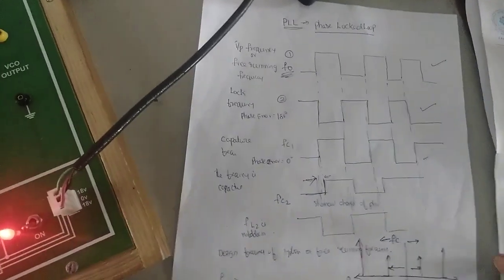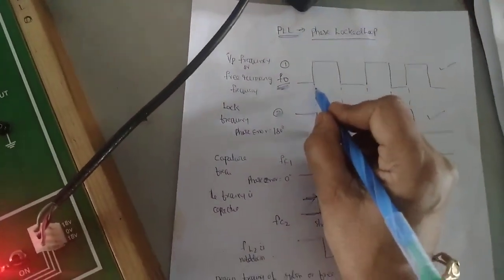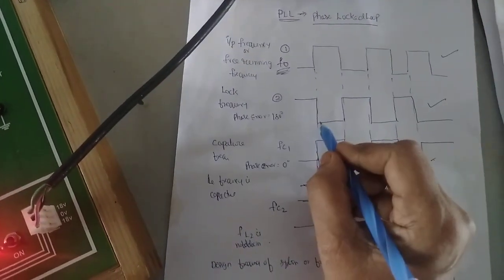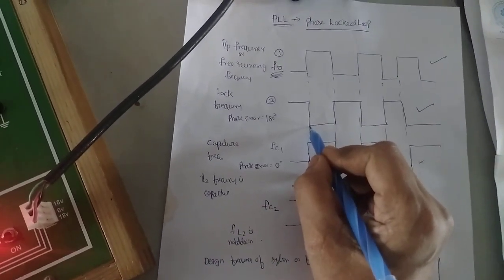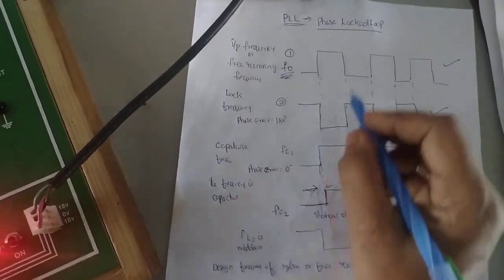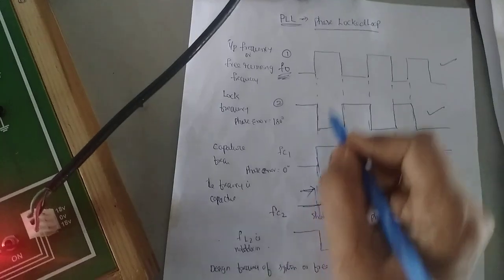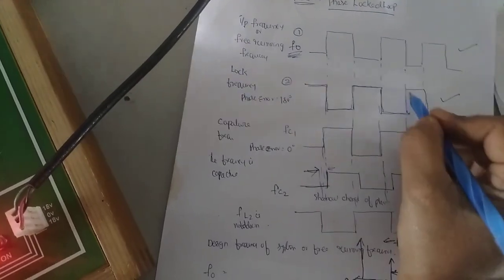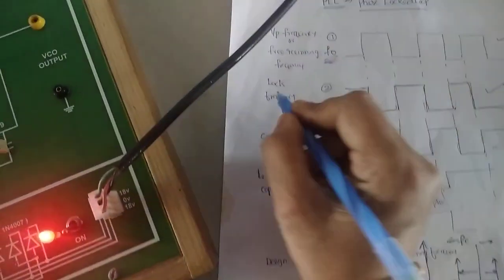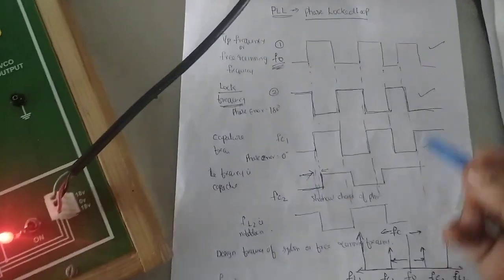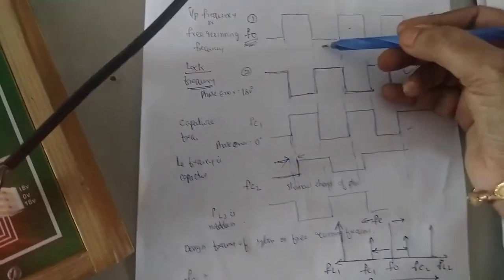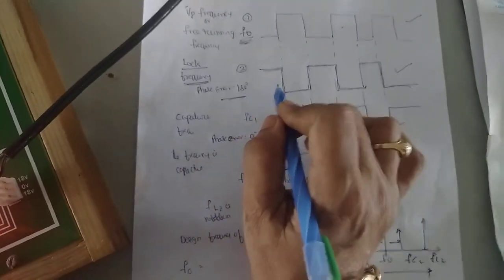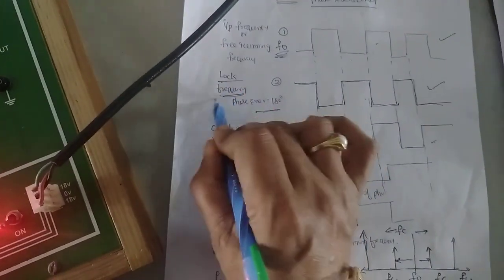What do lock and capture mean? The VCO frequency is exactly 180 degrees out of phase with the unknown, reference frequency. So you get a maximum phase error of 180 degrees. We term that the lock frequency. For a given input signal frequency, when the system frequency is 180 degrees out of phase, we have a maximum phase difference, a maximum error. That we call the lock frequency.